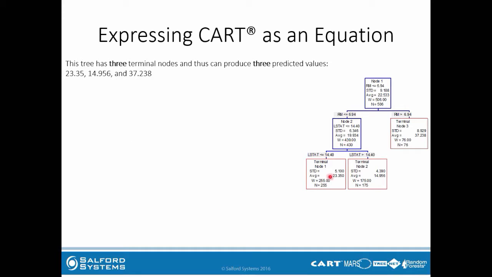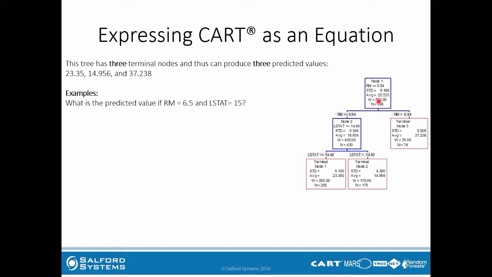So the first thing to note is that we have three terminal nodes here. Terminal node 1, which has a predicted value of 23.35, terminal node 2, which has a predicted value of 14.956, and terminal node 3, which has a predicted value of 37.238. Now, ask yourself, what is the predicted value if Rm is equal to 6.5 and Lstat is 15? So what you would do is you just go down the tree.